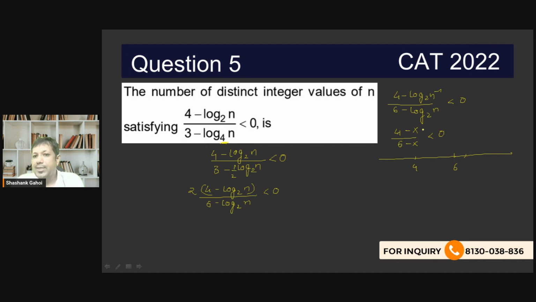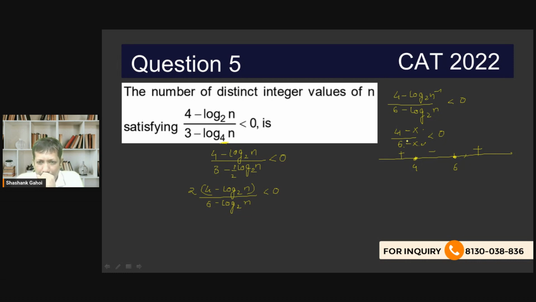So 4 minus 10 is negative, 6 minus 10 is also negative, negative upon negative is positive, right? So positive, negative, positive. This is what we have. Now because it is written as a fraction, I am going with a default condition that x can never be equal to 6 as well as x can never be equal to 4.